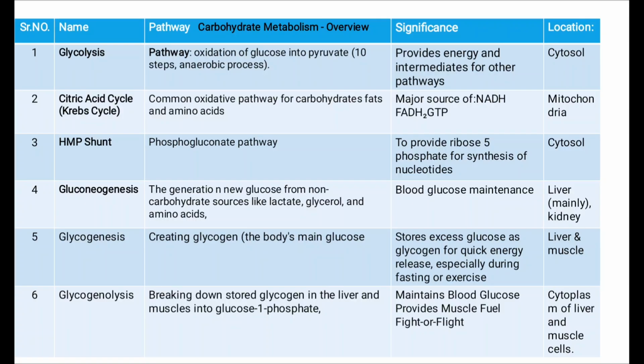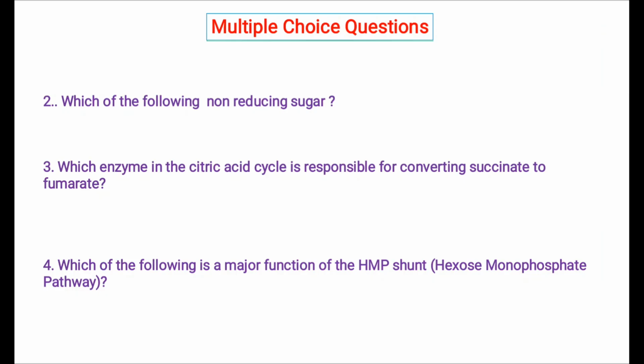Gluconeogenesis, formation of glucose from non-carbohydrate sources. Glycogenesis, formation of glycogen. And glycogenolysis, breakdown of stored glycogen in the liver and muscle into glucose 1-phosphate. You have to remember this pathway, significance, and locations.